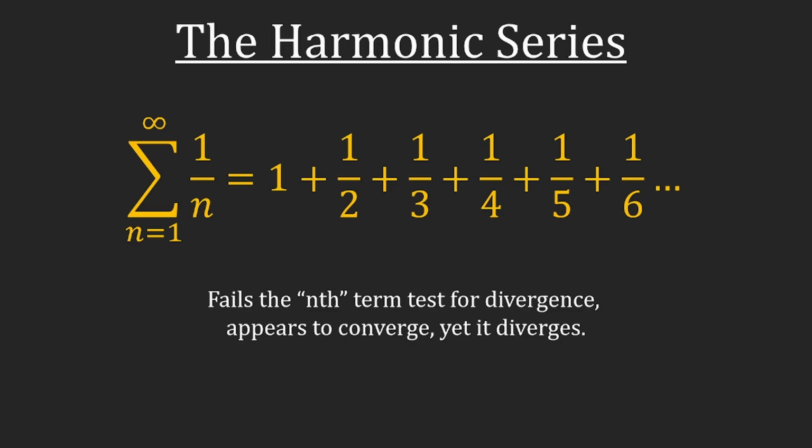Now, what is this series called? It's actually a very special series. It has a lot of historical significance, and it's called the harmonic series. So it fails the nth term test for divergence. It appears to be convergent, yet it still diverges. And this sum was very difficult for ancient mathematicians to prove.